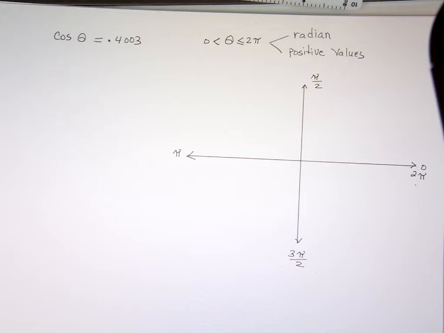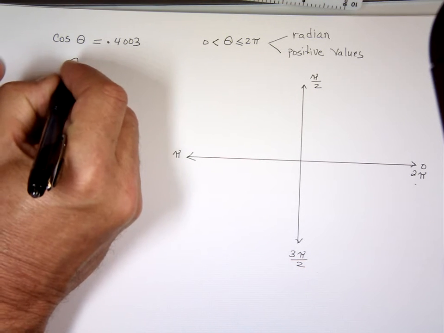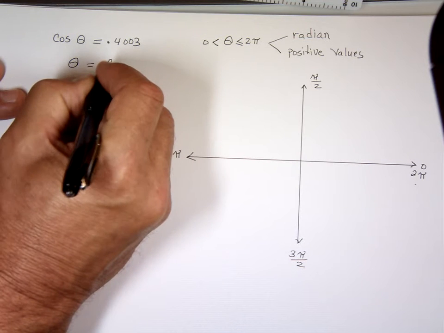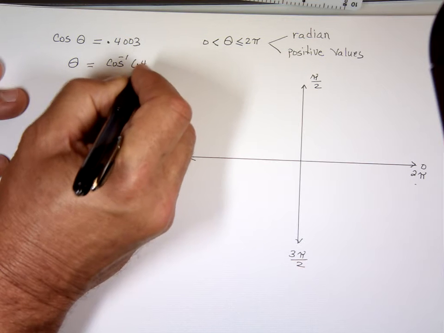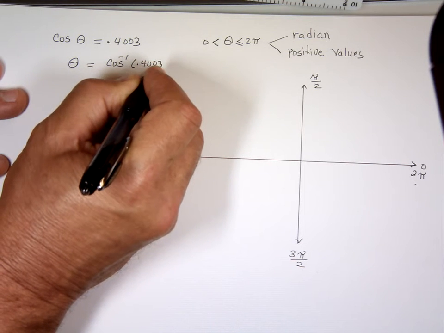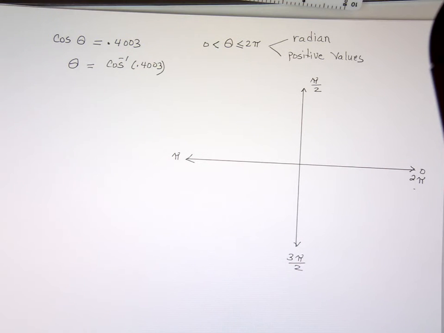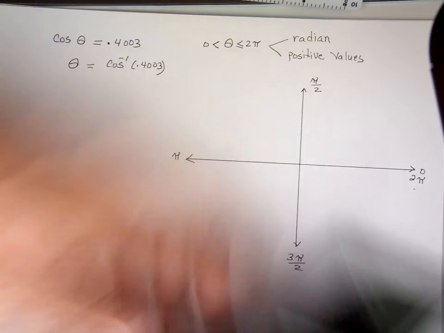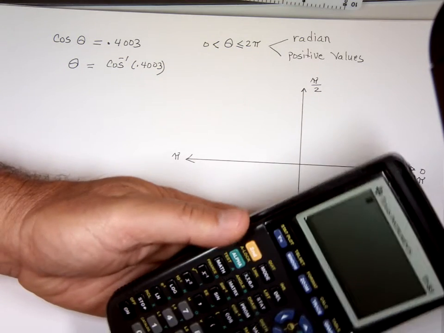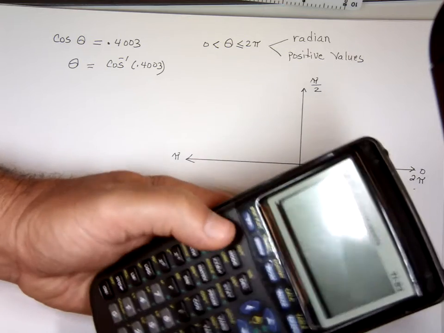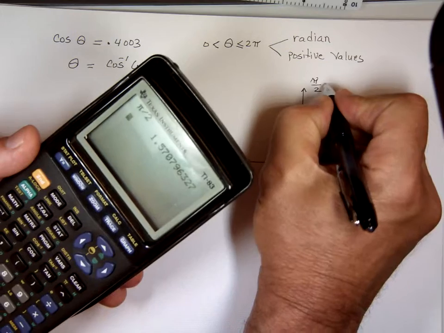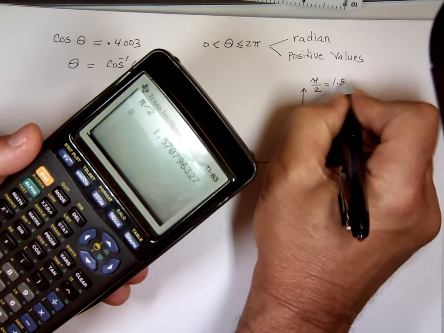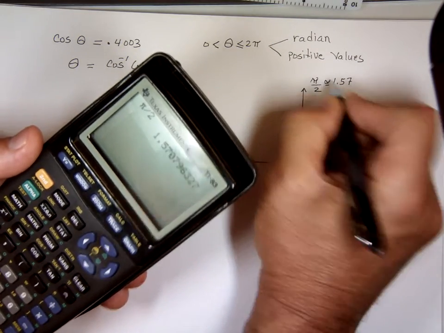So I go to my calculator, I said, okay, let me find theta. They give me the answer. I want to find the angle. I need to take the inverse cosine of 0.4003. And if you're not sure what these numbers are, take your calculator and divide them. This is roughly 1.57, approximately. That squiggly line means approximately.